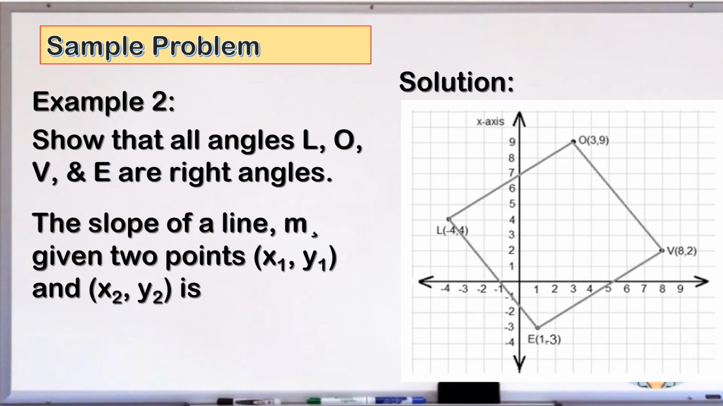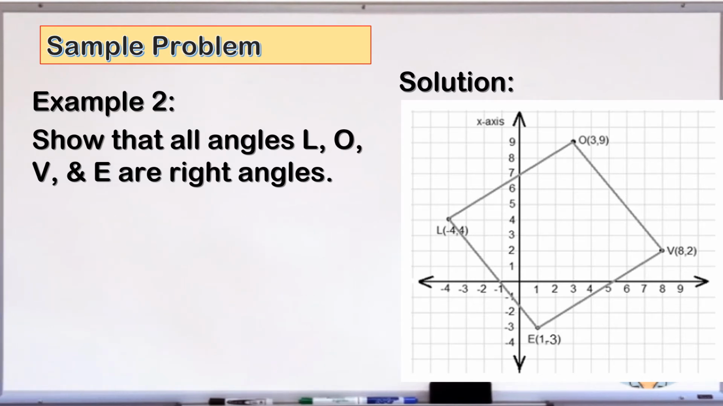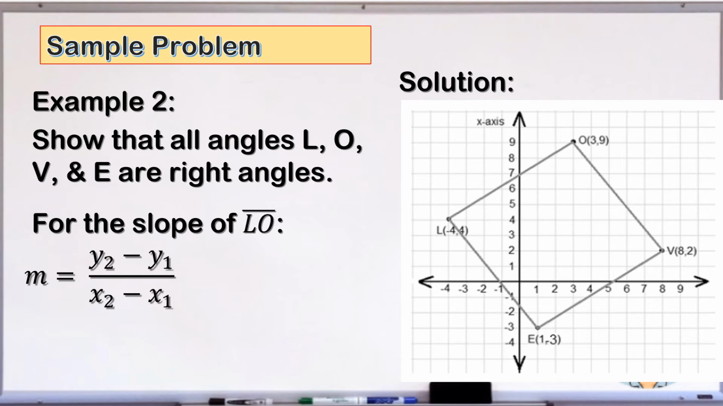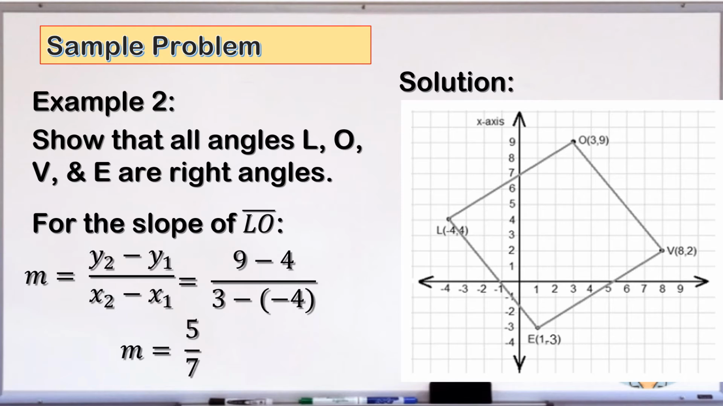The slope of a line M given 2 points having the coordinates x sub 1, y sub 1, and x sub 2, y sub 2 is equal to y sub 2 minus y sub 1 all over x sub 2 minus x sub 1. Let us find first the slope of segment LO. Using the formula, we have 9 minus 4 all over 3 minus the negative of 4, which is equal to 5 over 7.